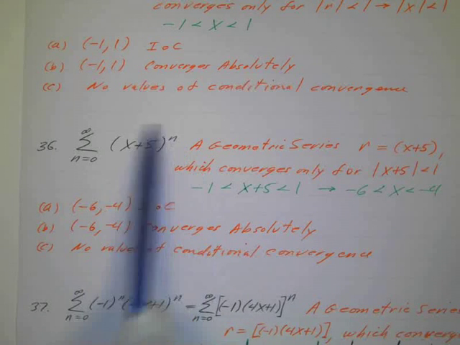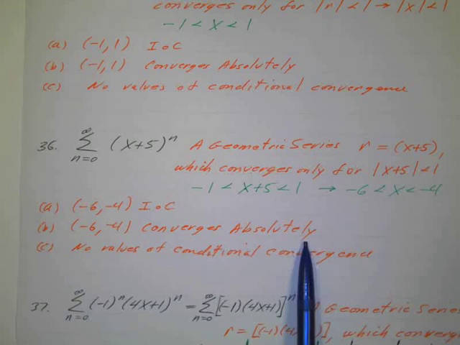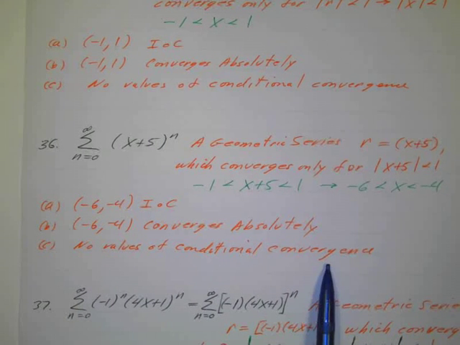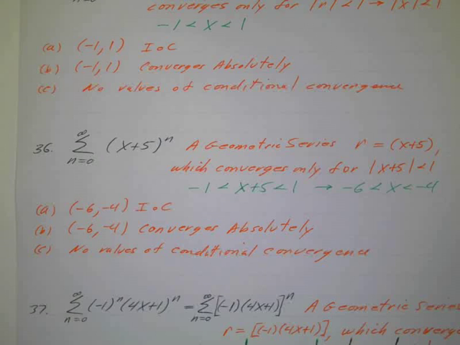Again, I can take the absolute value of this. It's going to be the same, so it converges absolutely. So there are no values of conditional convergence. All the values are absolute. Okay? And then number 37.